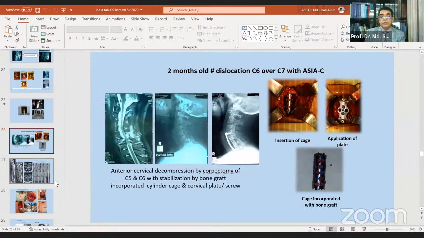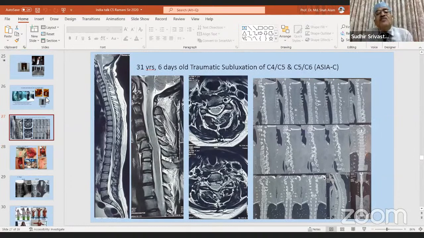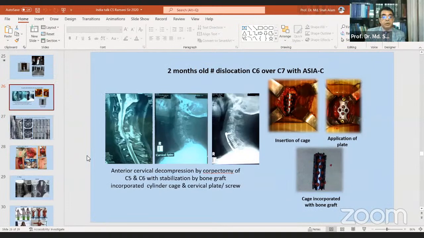This is a patient with a 2 months old fracture dislocation, for an example, cervical 6/7 with ASIA grade C. That patient, because of 2 months, we tried to reduce by skeletal traction, but it did not reduce. Then we went for decompression by anterior corpectomy and stabilized by a cylinder cage with bone graft and also anterior cervical plate and screw. It means that we did the corpectomy one level.